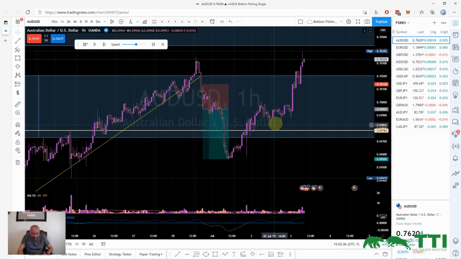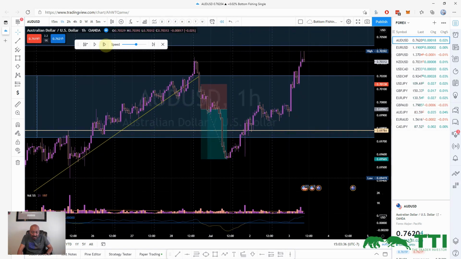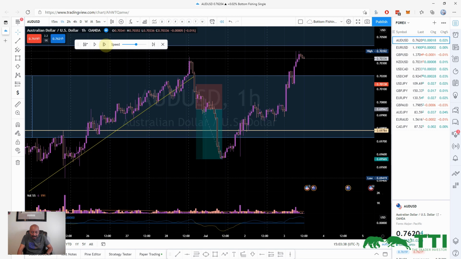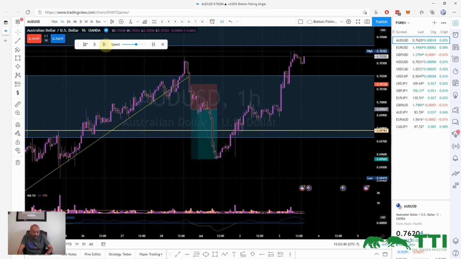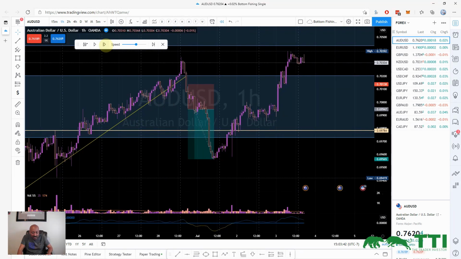So we did see a break of structure, lower highs, but it didn't make a lower low, so it continues. Now I want to see another break of structure here, and I believe this is where we entered our position.